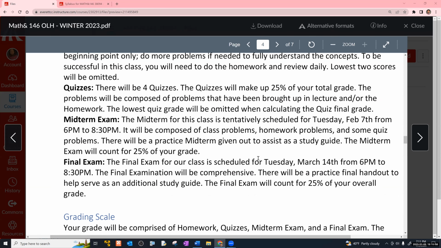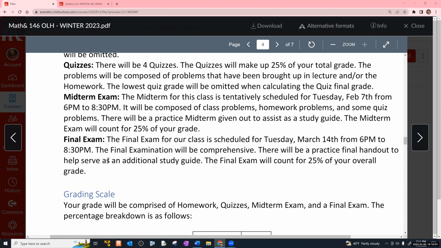Same thing for the final. The final is actually 25%. The final is considered cumulative or comprehensive, but it does focus more on the second half of the class, on the material after the midterm. And it is also open for 48 hours. It might be listed for a different time frame, but we know it's actually scheduled from Tuesday to Wednesday. Notice Tuesday is March 14th, so that means Monday is March 13th.